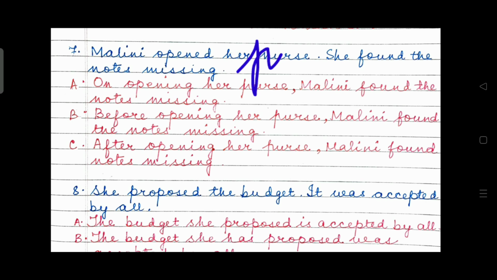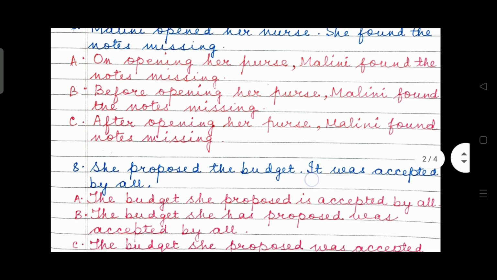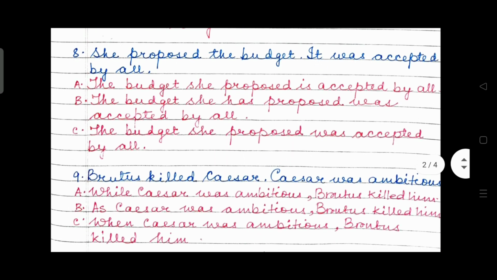Look carefully. Observation before your analysis. Yes, the right answer is option A. On opening her purse, Malini found the notes missing. Option C seems to be correct, but just observe the omission of the article "the" before "notes." Incorrect. And before opening her purse, how can she find out the notes are missing or not? Not possible.